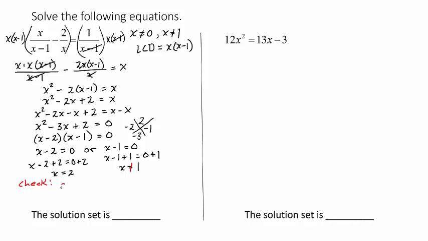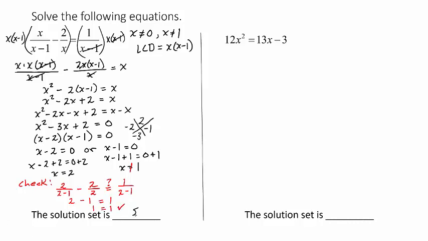Okay, so if I stick 2 in here, 2 over 2 minus 1 minus 2 over 2, does that equal 1 over 2 minus 1? Okay, so 2 over 2 minus 1 is just 2, right? 2 minus 1 is 1. So I have 2 minus 1. Does that equal 2 minus 1 in the denominator here is going to give us 1. 1 over 1 is 1. 2 minus 1 is 1. Yes? Yeah. Okay, so that one works out just fine.